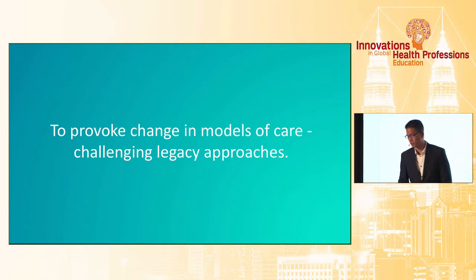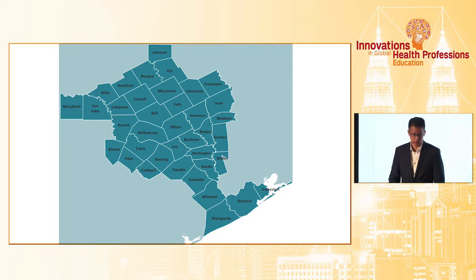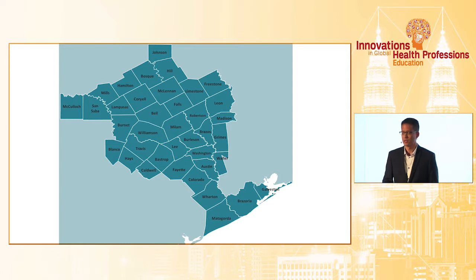Sometimes we're asked to provoke change in models of care. We were granted the planning grant. Well, originally, the state of Texas was going to invest $300 million in rebuilding the state insane asylum, which was their response to what does a modern mental health model look like.